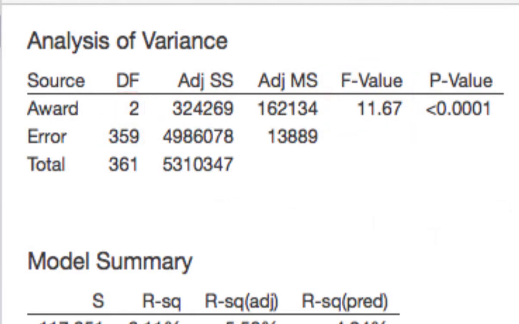And then our last column is our P value. P is less than 0.0001. Here we would reject the null hypothesis. We would conclude that the group means are not all equal.